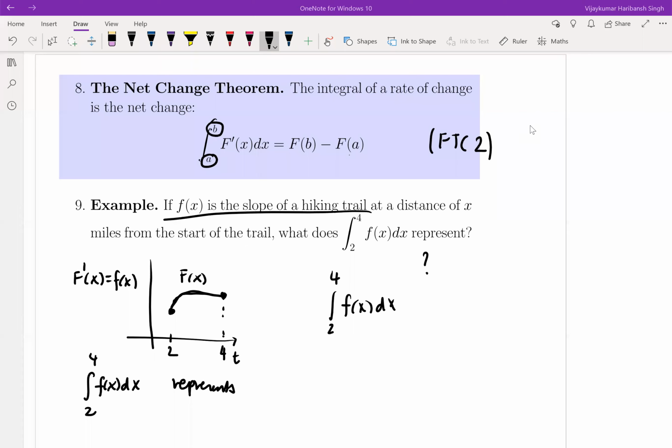This represents basically the change in elevation. Rather, we should say the net change in elevation from x equals 2 to x equals 4. Okay.